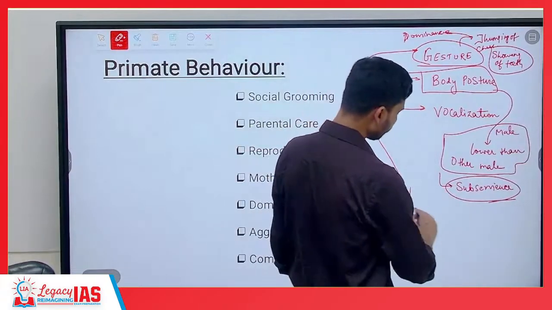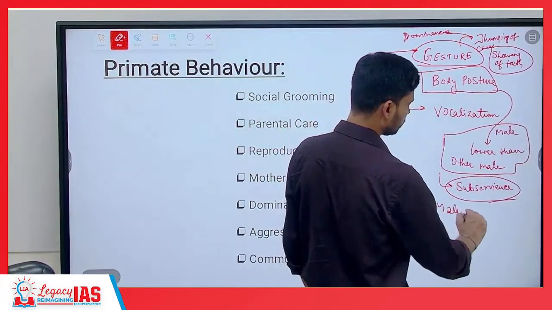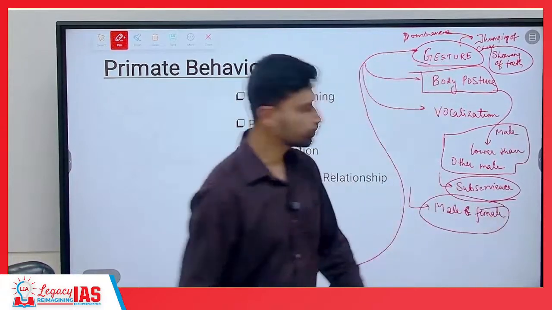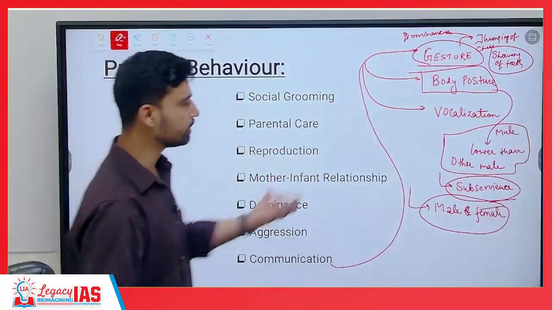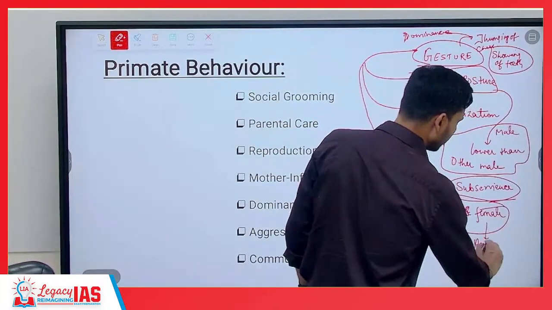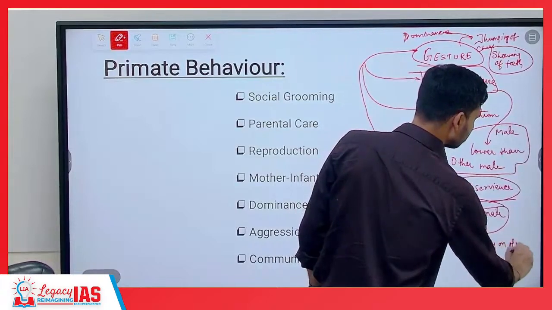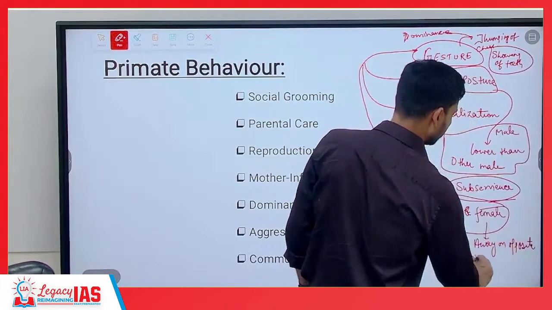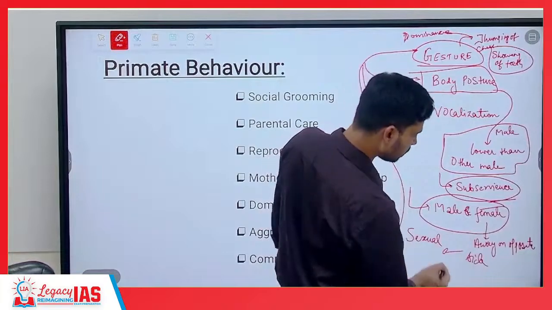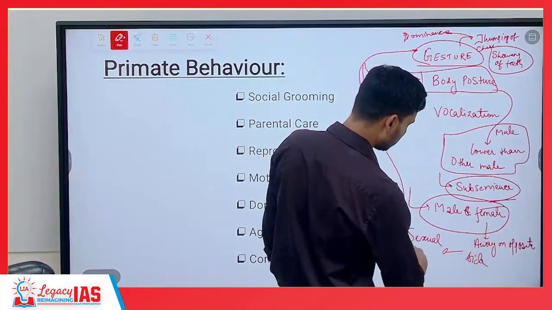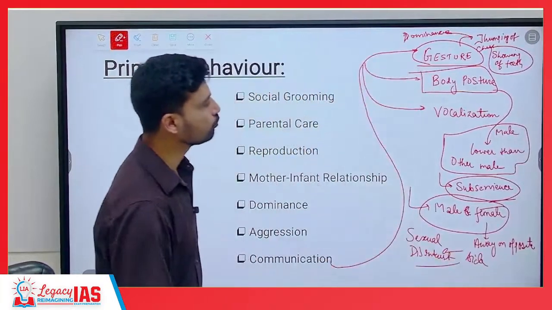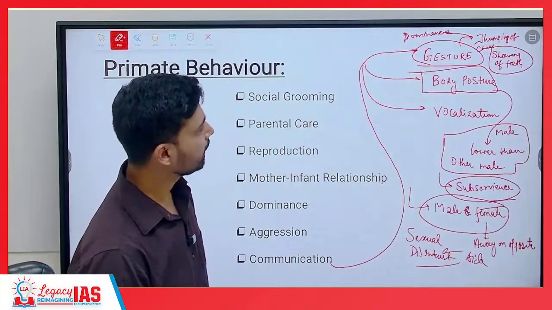Or in the case of male and female, if the male approaches the female and the female puts her body away from the male, that means it is a signal of disinterest in mating. So if the female's body is away or on the opposite side, it shows sexual disinterest. That is how by body posture we also communicate things.